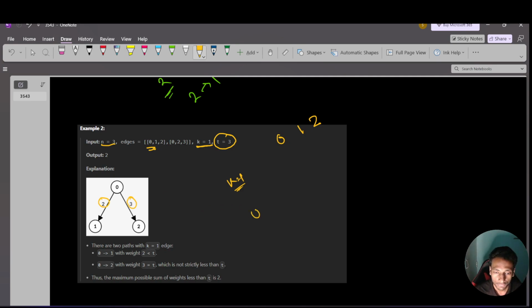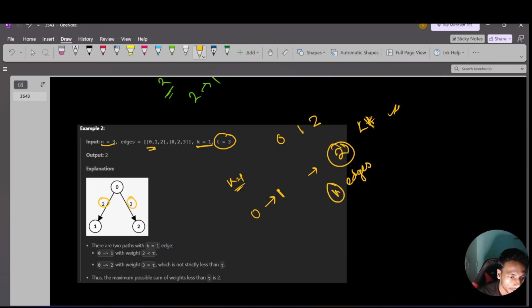So first of all, I will find out whether there is any path from 0 to 1. 0 to 1, yes. This edge is present. So the weight of this is 2. So this is less than t. T is 3. So this is one valid. Another condition is that we should have exactly k edges. So how many edges are there here? Only one. So that is equal to k. Here k is equal to 1. So this is one valid path. So one possible answer is 2. Okay, first of all find out all the possible valid answers.